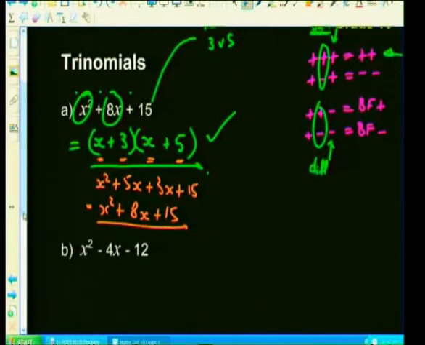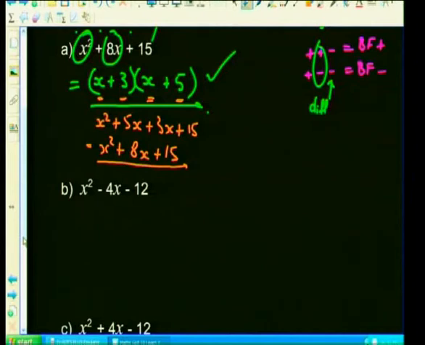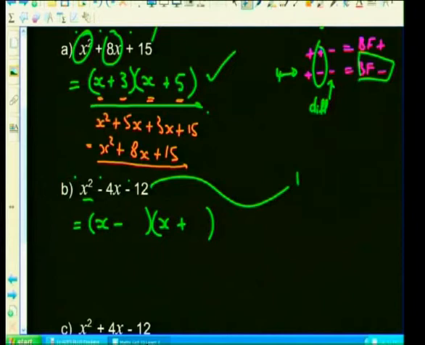Let's move on to question B. Well, it's got a plus, minus, minus. Aha, it's a type 4. There we go, type 4. The biggest factor is going to get the negative. Well, let's set it up. We know one bracket's going to be a negative and the other bracket's going to be a positive. Two variables multiplied together to give me x squared, x and x. Let's look at 12. 12 is 12 and 1, 2 and 6, 3 and 4.